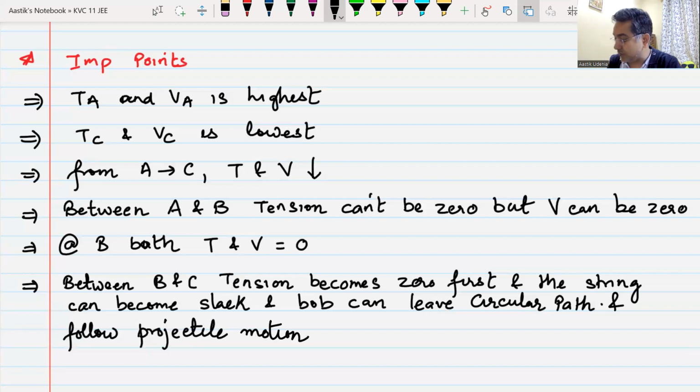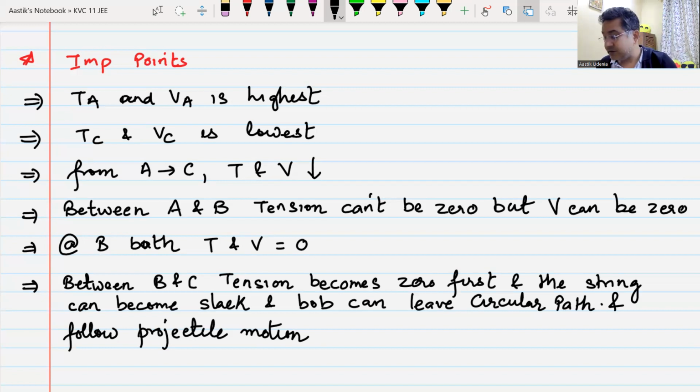So it is only between B and C these things can happen. Between A and B, it can never leave that circular path. It will always keep on moving in that circular path. But between B and C, it can leave the circular path and then it will be under gravity and follow projectile motion. Do we understand this? You will have to remember all these things because I cannot repeat it 10 times. We don't have that much time remaining.